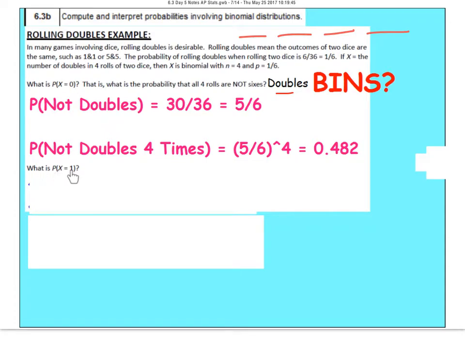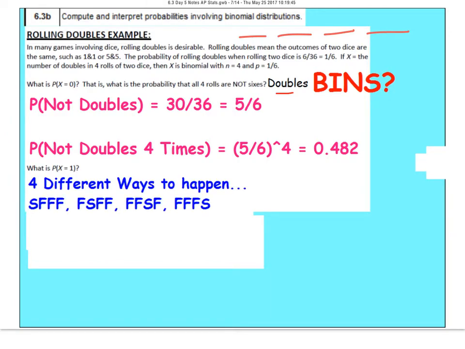What if the probability of X is 1? What's the probability that I get doubles 1 time in my 4 trials? Well, there's 4 different ways for me to have success 1 time in 4 tries. Do you agree with this? If I write down the 4 different ways to get success and failure, I'm either going to succeed the first time and fail the next 3, or I succeed the second and fail the others, I succeed the third and fail the others, or I succeed the last time and fail the others. There's 4 ways for this probability to happen.